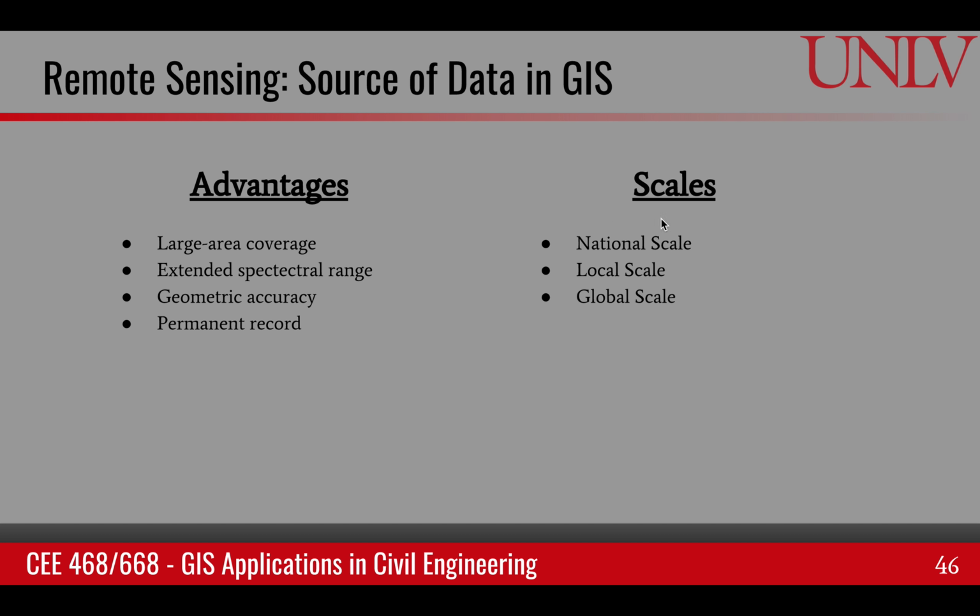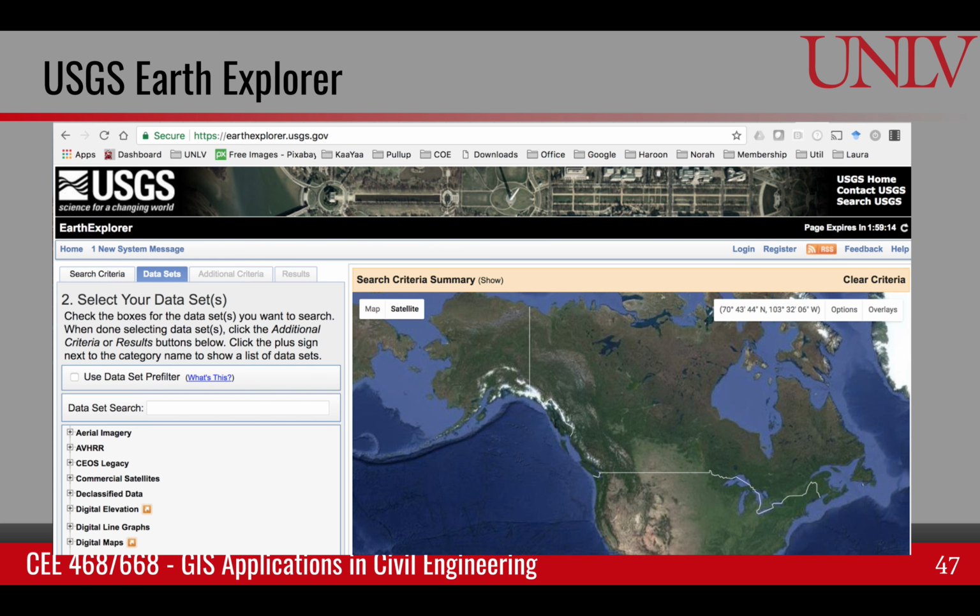The other advantage is in terms of scale. Remote sensing data gives us the ability to look at national scale, local scale, and global scale studies using the remote sensing data. So one of the resources that you will come across quite frequently is the USGS Earth Explorer.